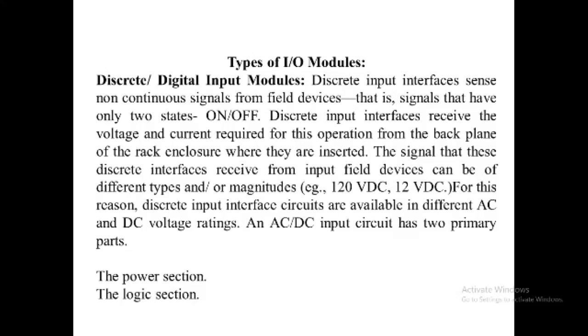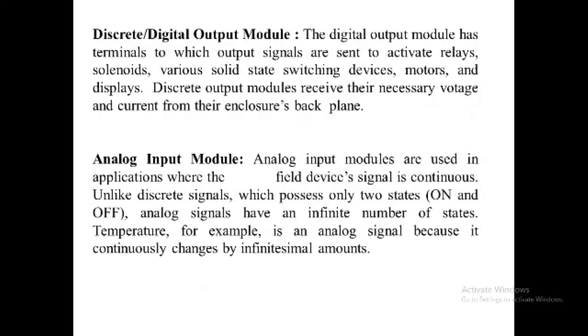An AC or DC input circuit has basically two primary parts. One is the power section and the second one is the logic section. These sections are normally, but not always, coupled by a circuit that electrically separates them, providing isolation. As we discussed previously, there is an electronic isolation between these parts.